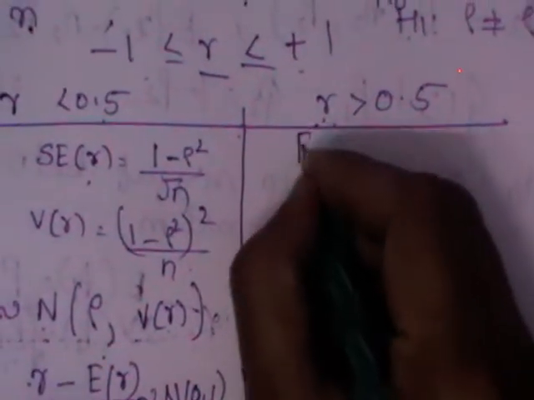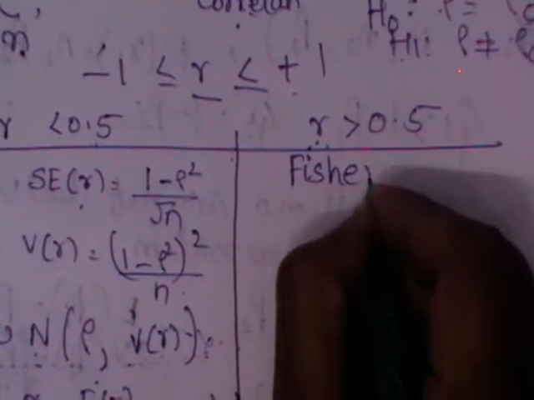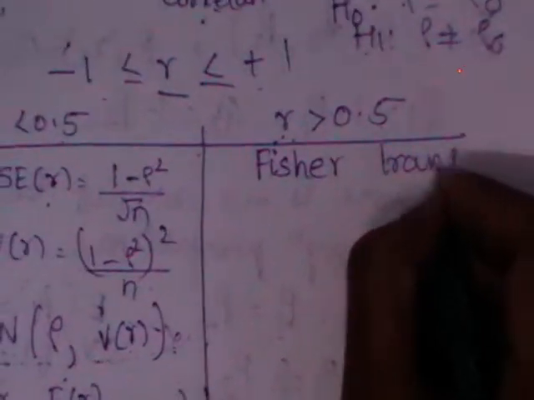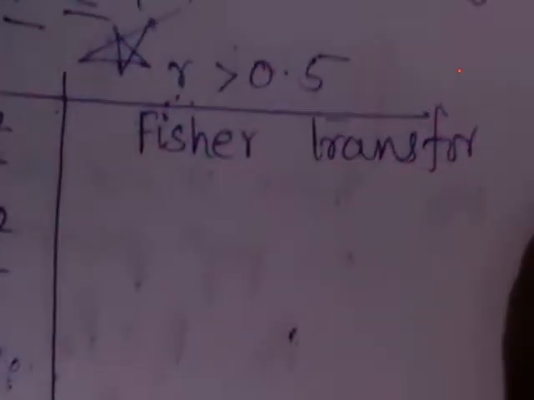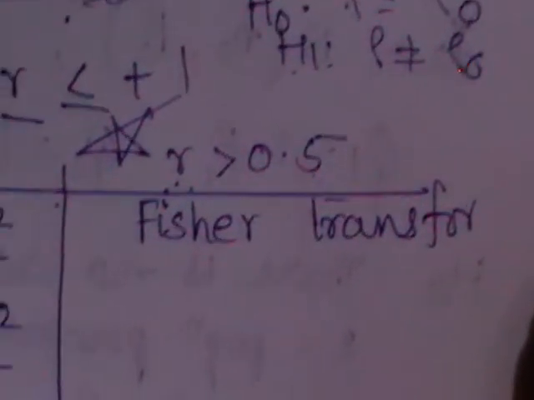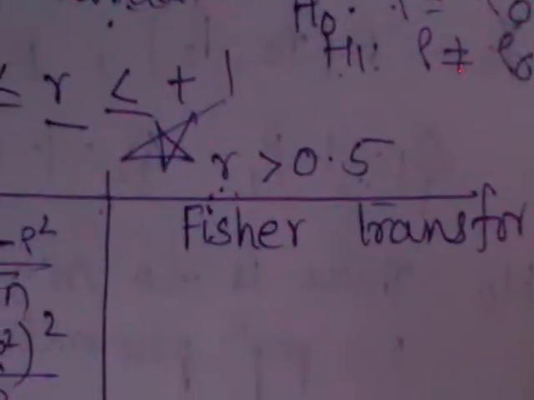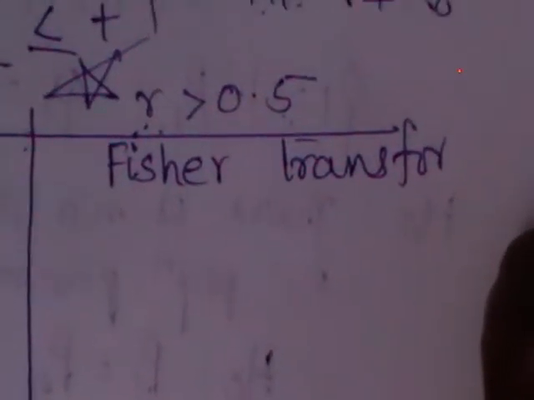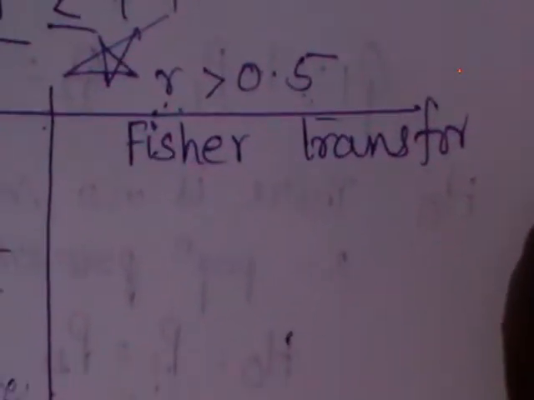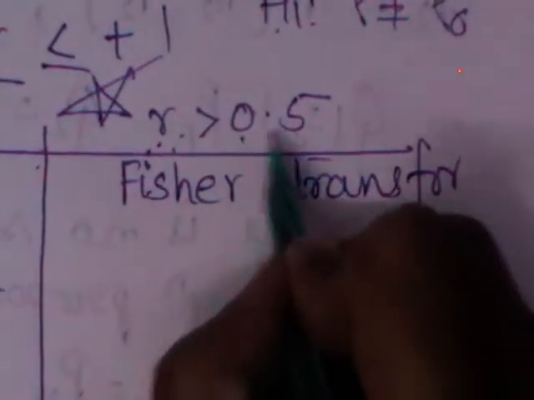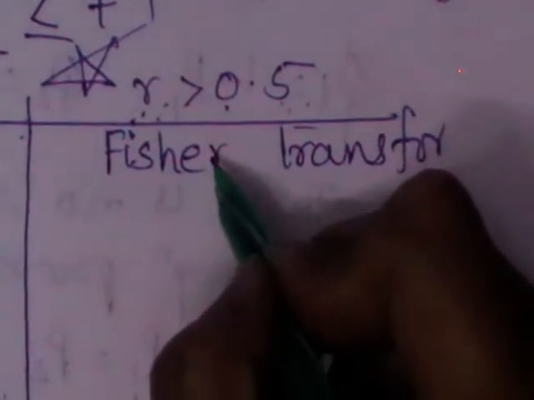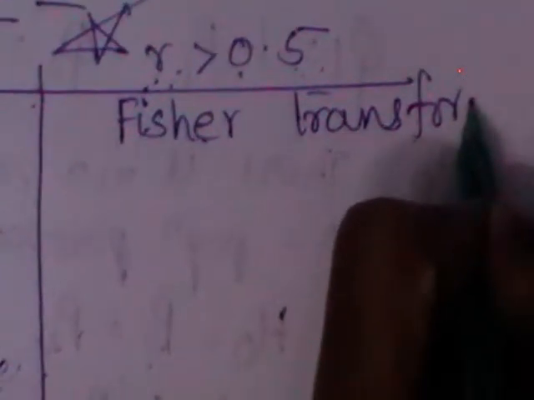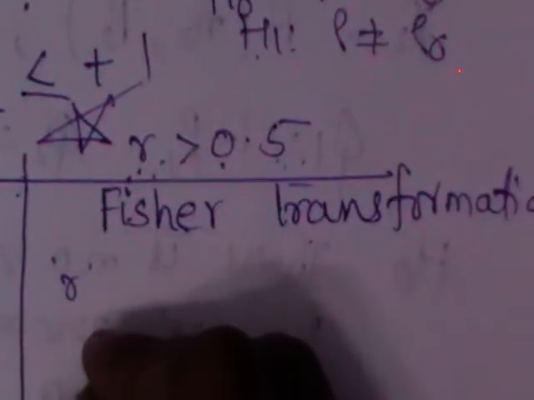Instead of this, Fisher suggested a transformation on r, very important from the examination point of view. You will definitely get a short answer, or if it is the difference of correlations you will get a straightforward long answer. In the worst case you will get a short answer from this, but this is a compulsory question in the year question paper.